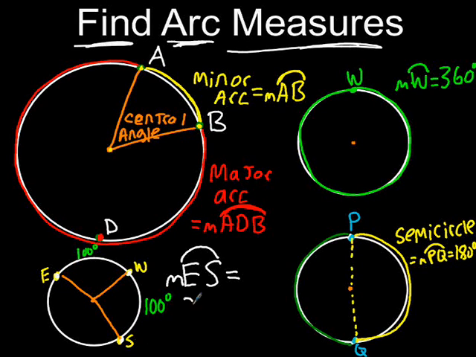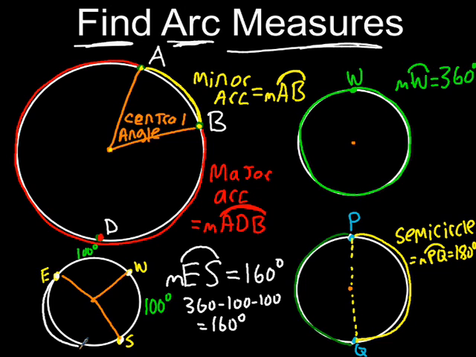So let's do the math down here. 360 minus 100 minus 100 equals what? 160 degrees. So the measure is 160 degrees between here and here. And is that a minor arc or a major arc? I would say that ES is a minor arc. That's about finding arc measures in these circles.